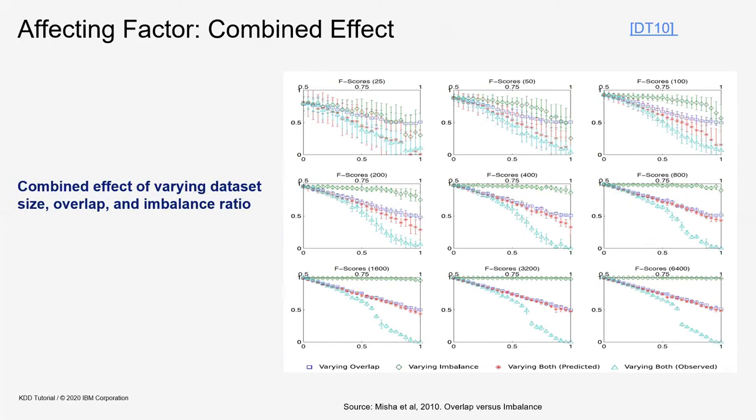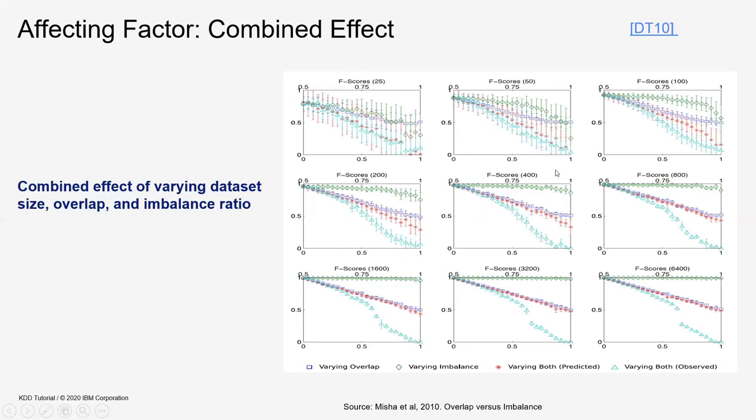Right. So what we can see here is analysis that was done by authors of the paper Overlap versus Imbalance, where they have done several experiments to show how, with the variation of overlap and variation of imbalance and variation of both, the F1 scores change across the different settings?